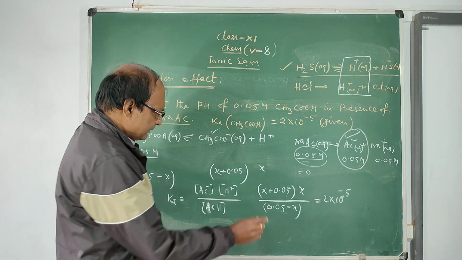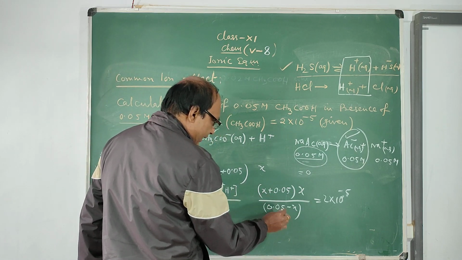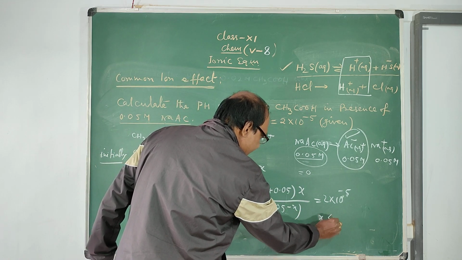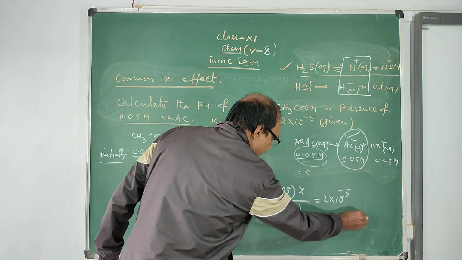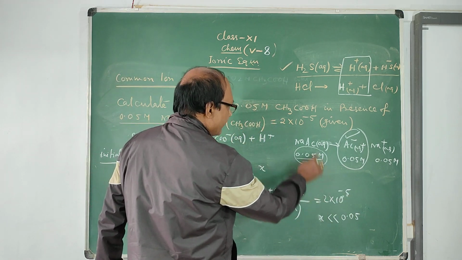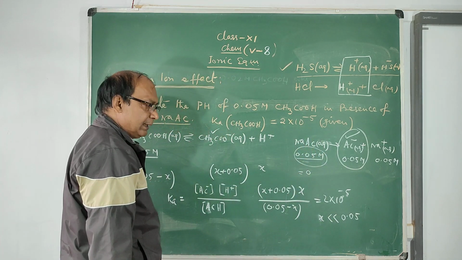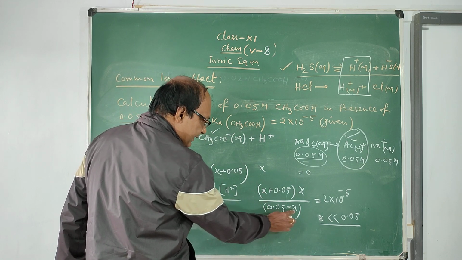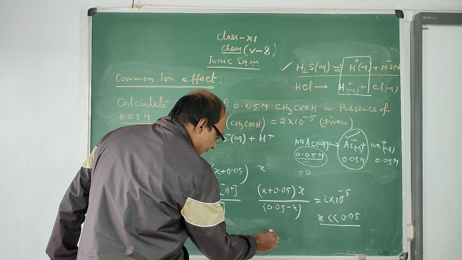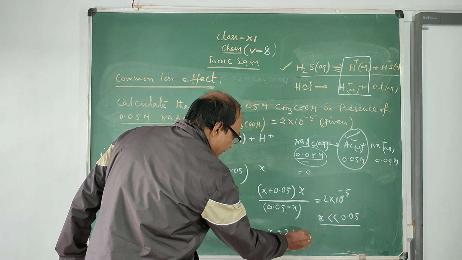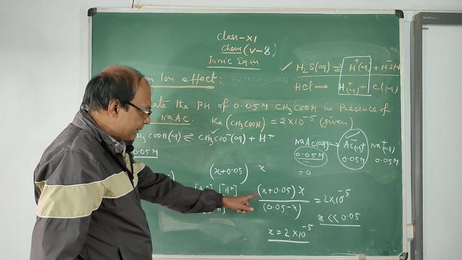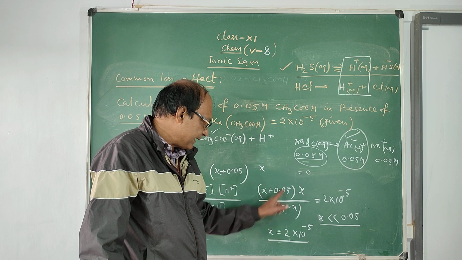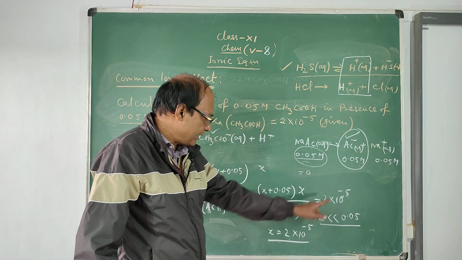Now see, this one is the expression. Now you have to find X in comparison to 0.05. The value of X is very, very small in comparison to 0.05, because the Ka value of acetic acid is of the order of 10 to the power minus 5. So X is very, very much less than 0.05. Therefore, neglecting X from here and neglecting X from here, we get X equal to 2 into 10 to the power minus 5. How is it coming? This is neglected, this is neglected, therefore 0.05 by 0.05 cancel. What is left? X equal to 2 into 10 to the power minus 5.